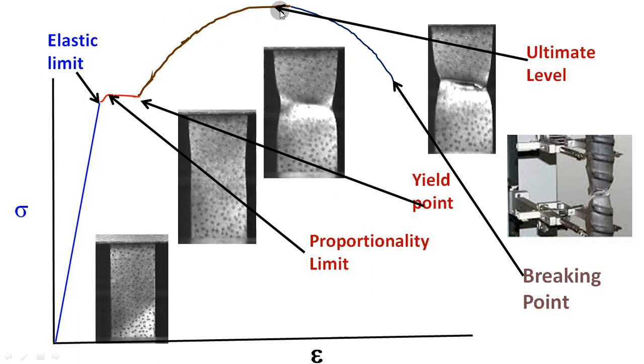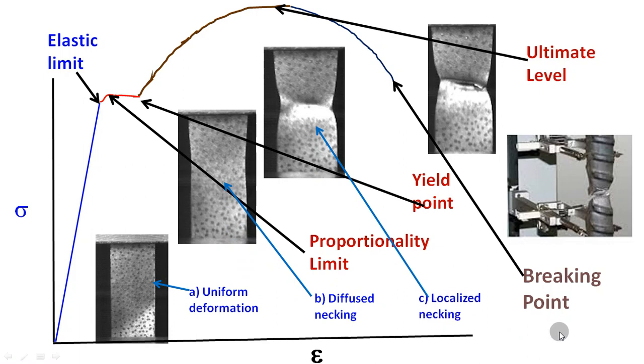Therefore, ultimate stress is the peak stress before failure. This we need to understand. And at this particular point of time, there will be local necking. There is a drastic reduction in the diameter, so it doesn't take too much of a load to break this particular specimen. Therefore, stress will fall down. This is uniform deformation, this is diffuse necking, this is localized necking, and this is the fracture.